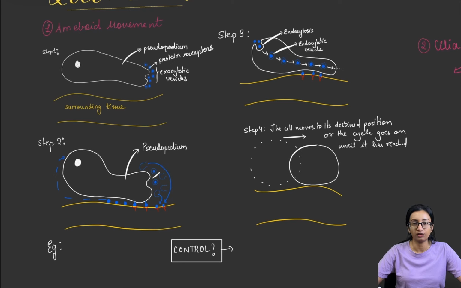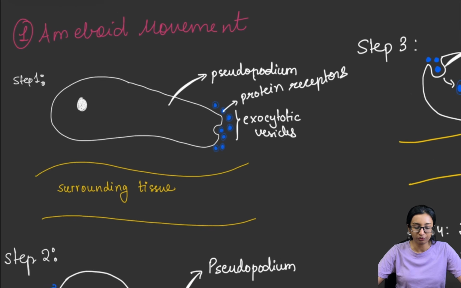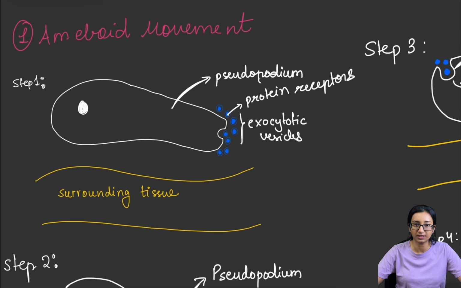In the last part of the video, we will be talking about the locomotion of cells. First we have the amoeboid movement, and second we have the cilia and the ciliary movement. The amoeboid movement gets its name from an organism called amoeba. First, the cell forms a pseudopodium like amoeba does.